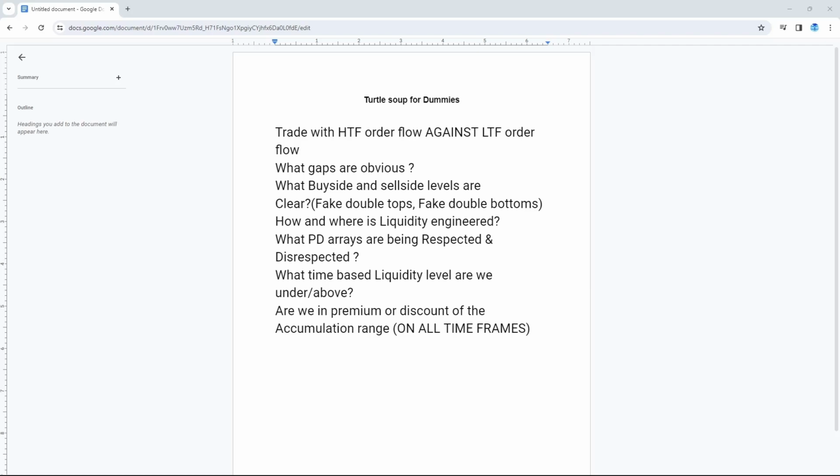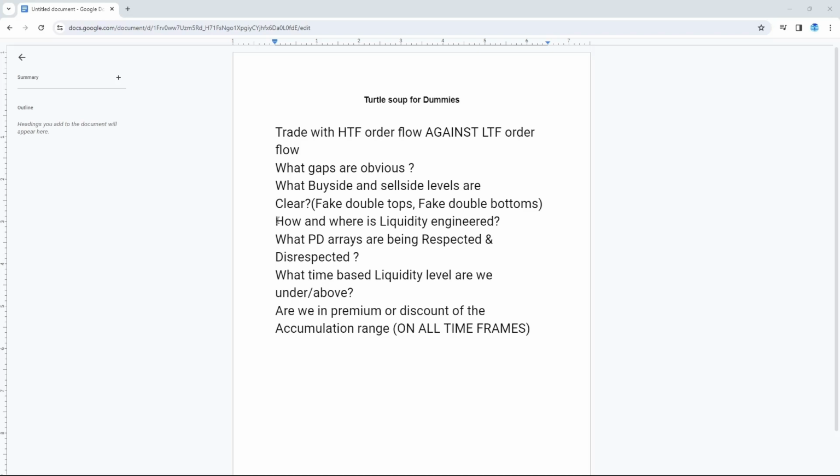And that's going to end our turtle soup for dummies. As you saw, we traded with the high time frame order flow against the low time frame order flow. We saw the daily retrace bullishly, and then we followed it down, as well as used our obvious gap from the monthly time frame into a turtle soup long, going down to the daily time frame. Okay, we used what buy side and sell side levels we saw that were fake and which ones were clear.